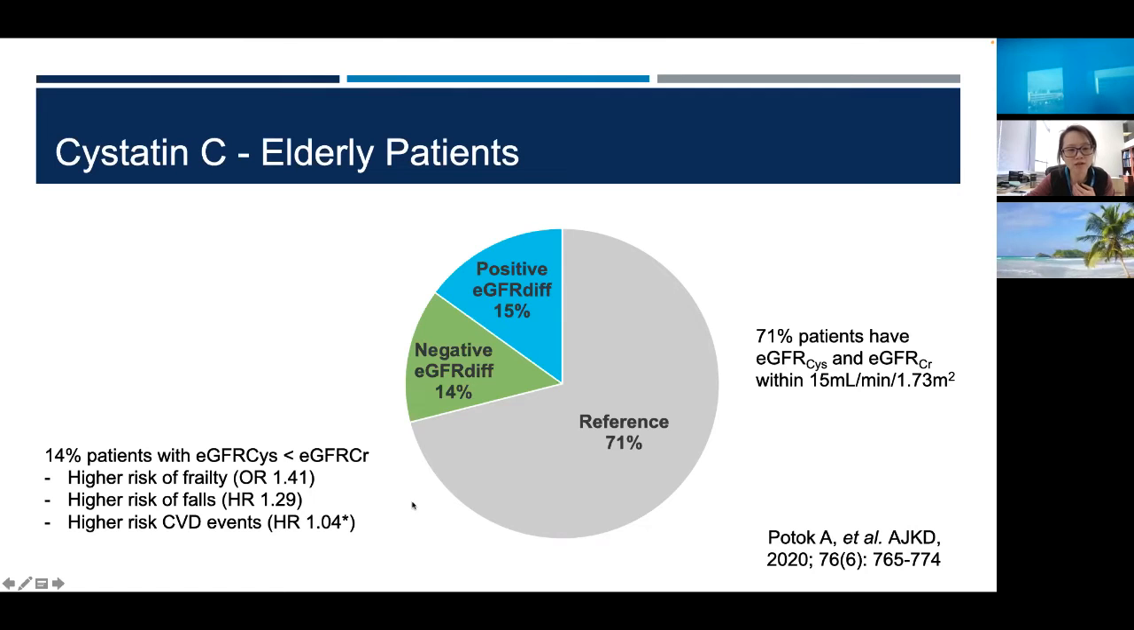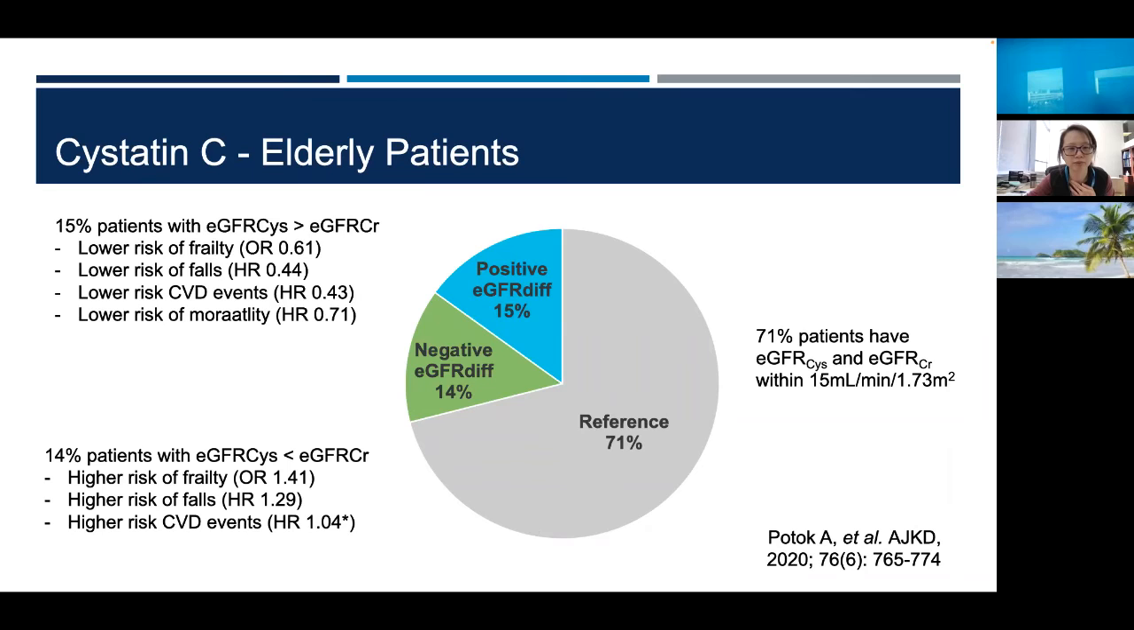About 14% of patients had an eGFR based on cystatin C that was much lower than the eGFR based on creatinine, and these patients all had a higher risk of frailty, falls, and cardiovascular events. For another 15% of patients, the eGFR calculated based on cystatin C was much higher than the eGFR calculated based on creatinine, and all these patients had a lower risk of frailty, falls, cardiovascular events, and mortality.